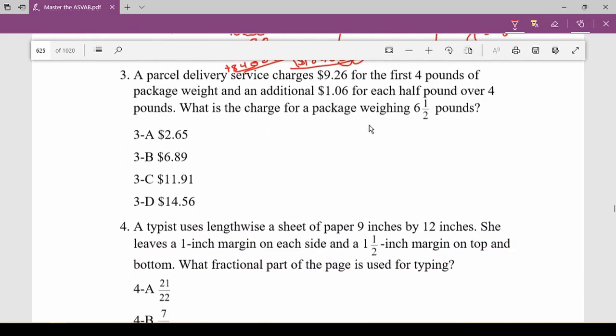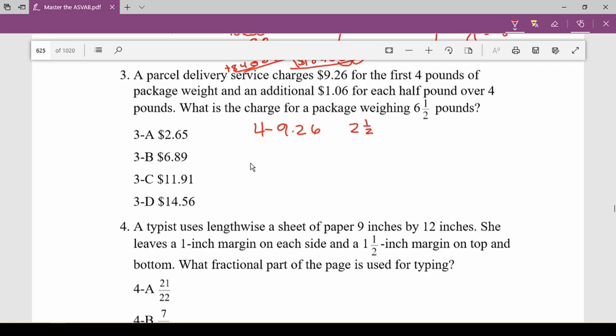Number three, a parcel delivery service charges $9.26 for their first 4 pounds of package weight, an additional $1.06 for each half pound over 4 pounds. What is the charge for a package weighing 6.5 pounds? So we know right off the bat, the first 4 pounds of that 6.5 pounds are going to cost $9.26. So I'll write 4, $9.26. We know we're paying that. 6.5 minus 4, of course, is 2.5.